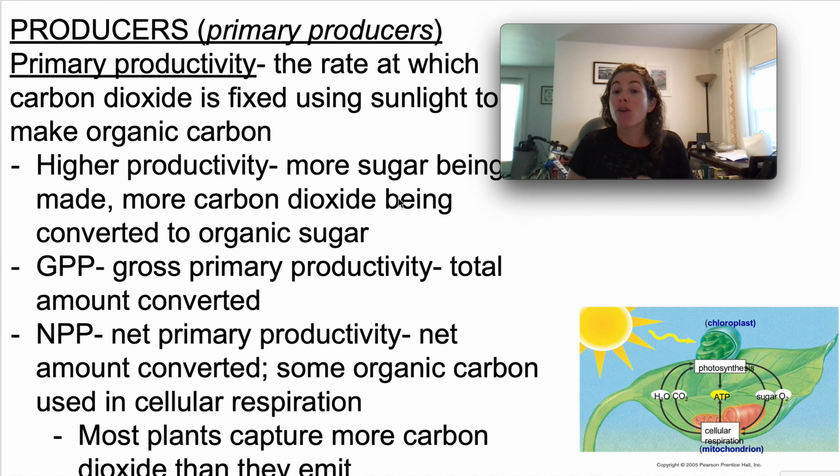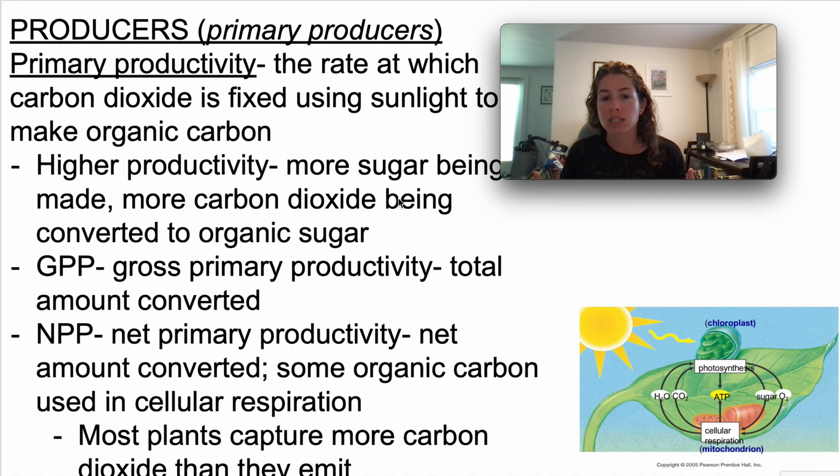So producers, they are the base of your food chain. They are the base of the food web because they are what's making our organic carbon, our sugar. Primary productivity is the rate at which carbon dioxide is fixed using sunlight to make organic carbon. The more water is available, the warmer it is, and the more sunlight that's available, the more productivity that's going to occur. So this is why there's more primary productivity in a tropical rainforest than in the tundra, because there's more rain and more sunlight and it's warmer. So there's more photosynthesis that's going to occur.